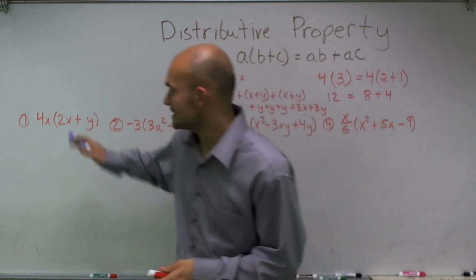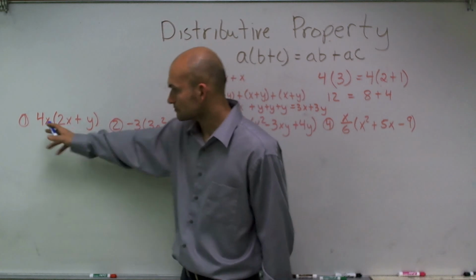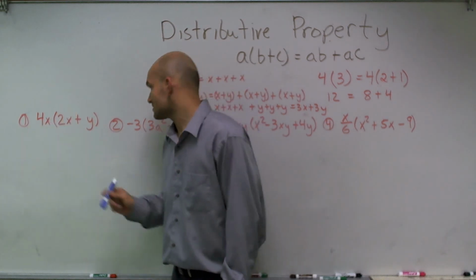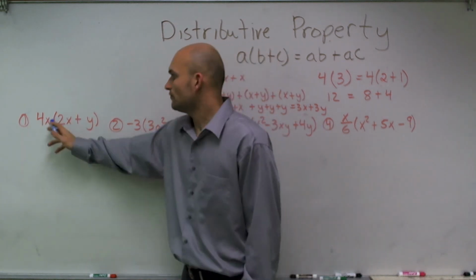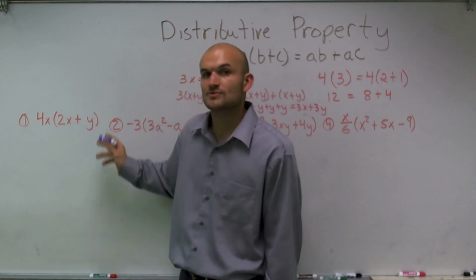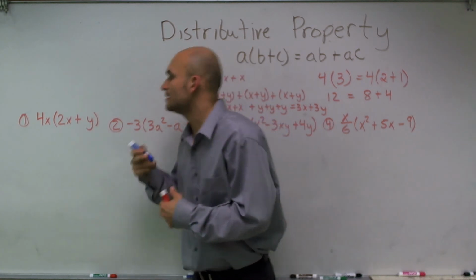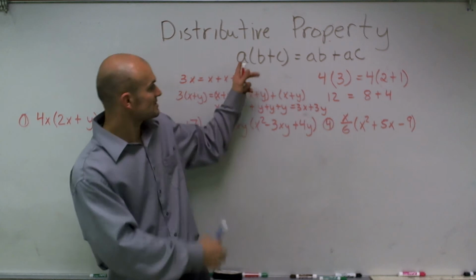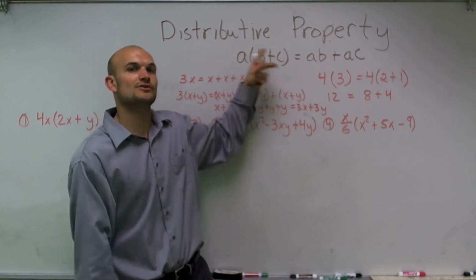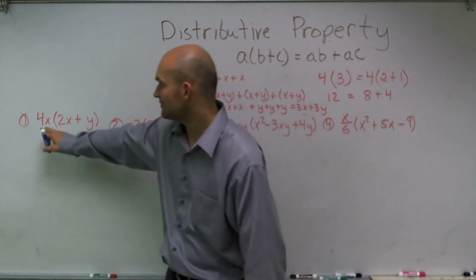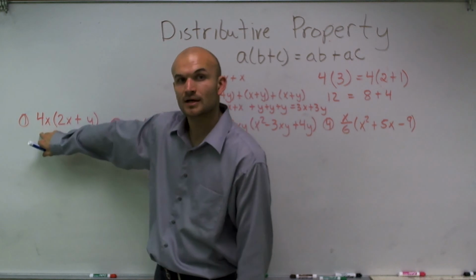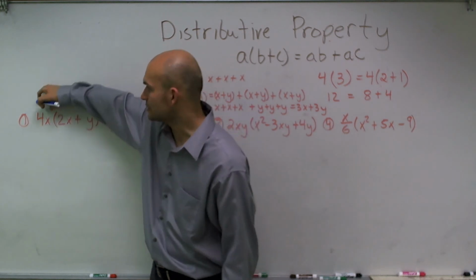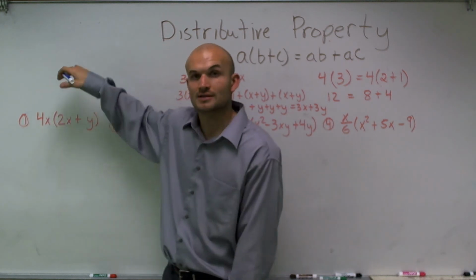The first example I'd like to go over is 4x times (2x plus y). Now, when you're multiplying a number outside the parentheses, like I had just one number before, you distribute it through. Well, when you're given a term here where you have two different elements, you need to make sure that you multiply both of them across.